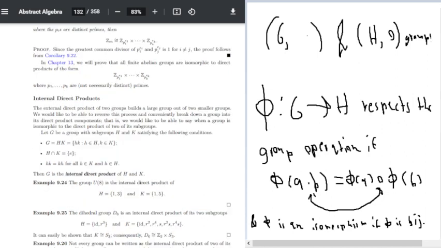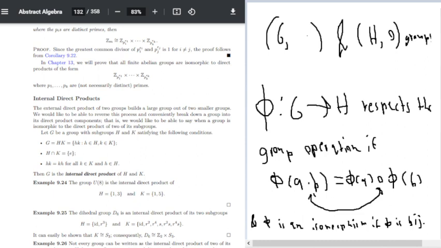In Chapter 13, we will prove that all finite abelian groups are isomorphic to direct products of the form Z sub p1 to the e1 times all the way to Z sub pk to the ek, where p1 to pk are not necessarily distinct primes. That is going to be under a label of something called the fundamental theorem of finitely generated abelian groups, but we will get there when we get there.